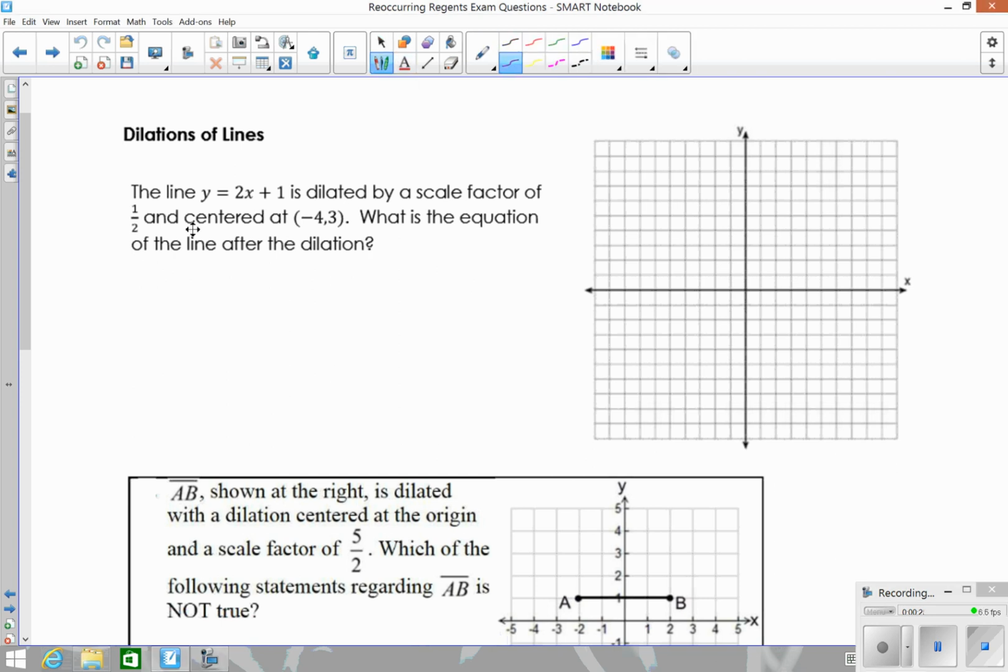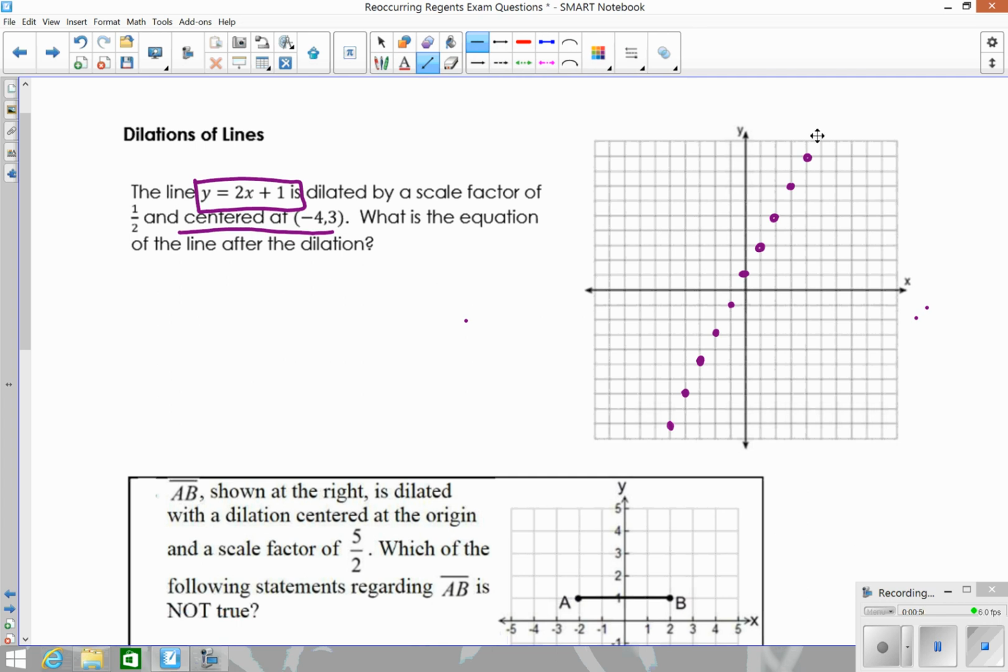So for this one, let's go ahead and start by just graphing my old line and the center of dilation. So the center is negative 4, 3, and my old line is y equals 2x plus 1. So that means I'm going to start at 1, and I'm going to rise 2, and then right 1. So up 2, right 1, up 2, right 1, then backtrack. So then I can go ahead and connect. So here's the original.